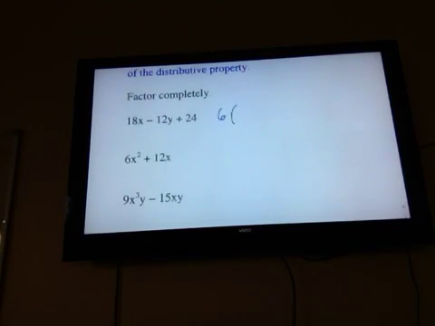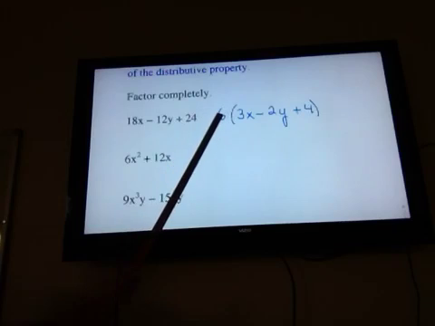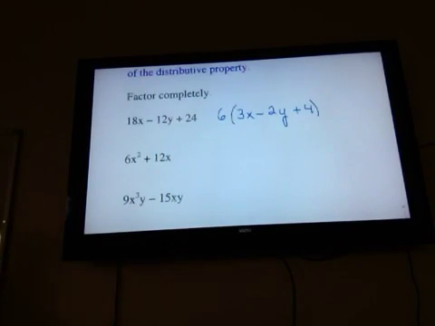Whatever you take out then gets divided into each of those terms. So 6 into 18 leaves me 3x. Minus 6 into 12 is 2. Y comes over. My signs are not changing. 6 into 24 is 4. So two things. One is I would, which I always do, mentally go back and distribute this: 18x minus 12y plus 24. Because you should get back what you started with.